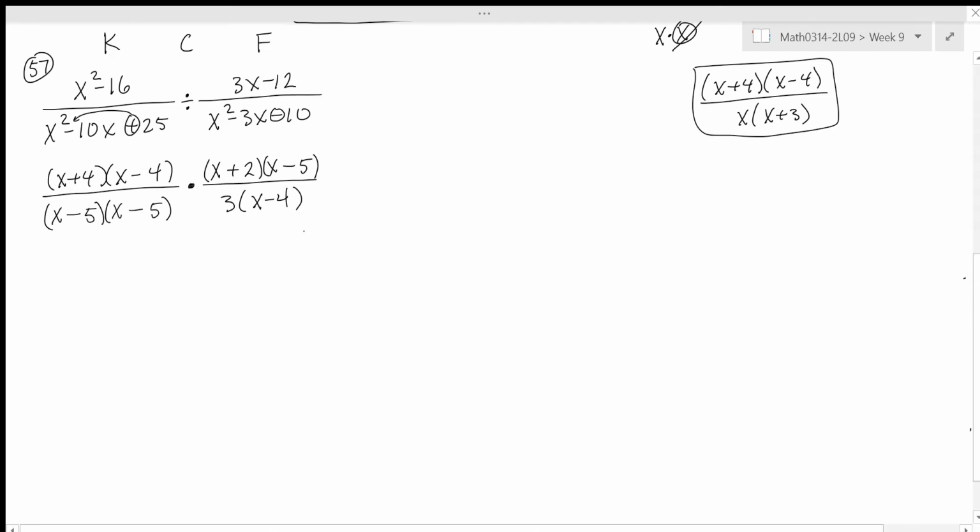What's going to cancel? I heard x minus 5. 1 from the top, 1 from the bottom. X minus 4 on both sides. 1 from the top, 1 from the bottom. And is there anything else that'll cancel? Okay, so the answer is x plus 4, x plus 2. I heard that. That's good stuff.